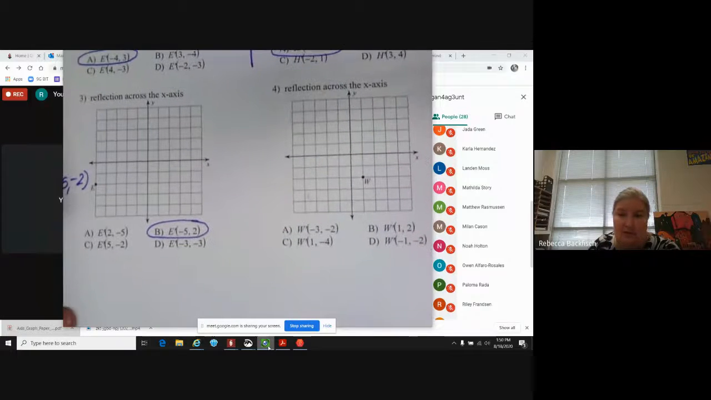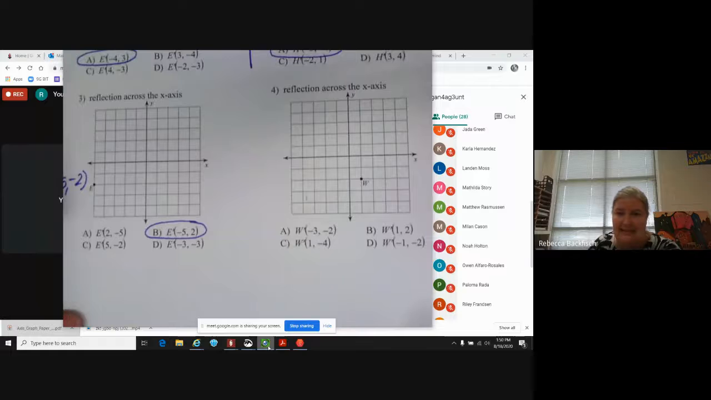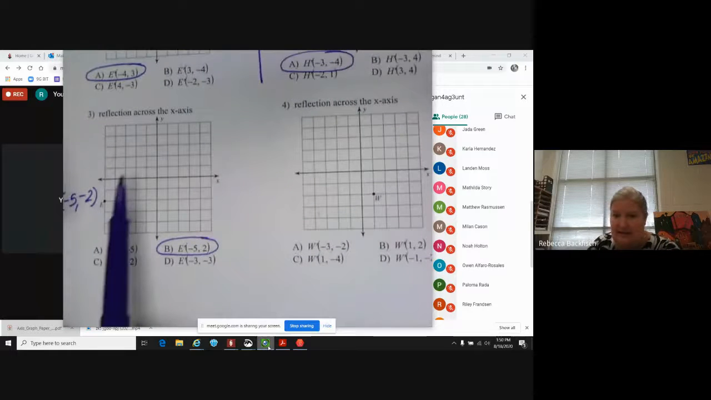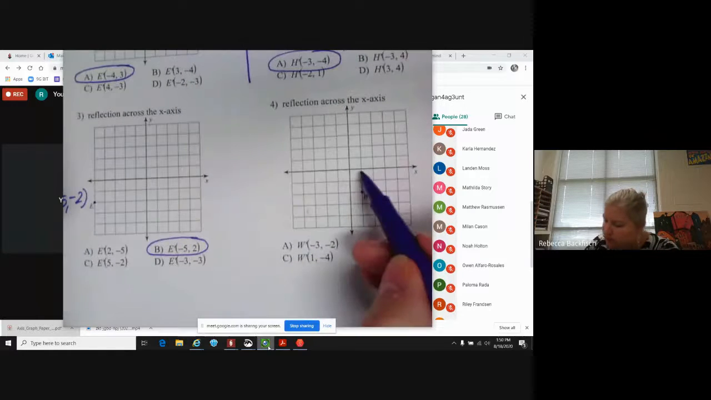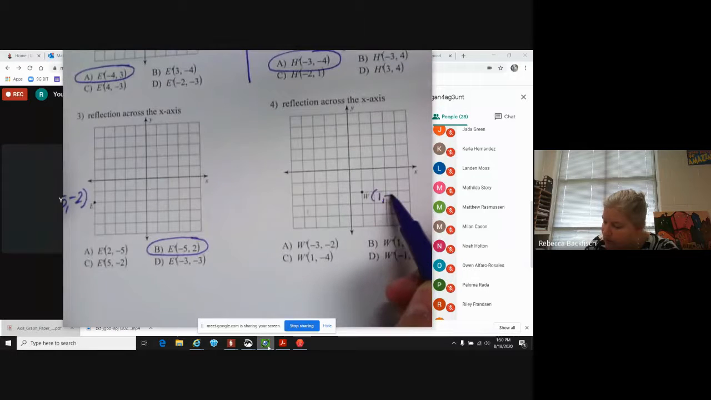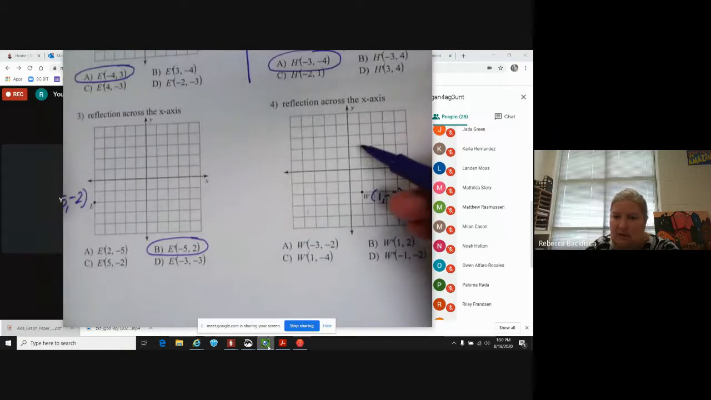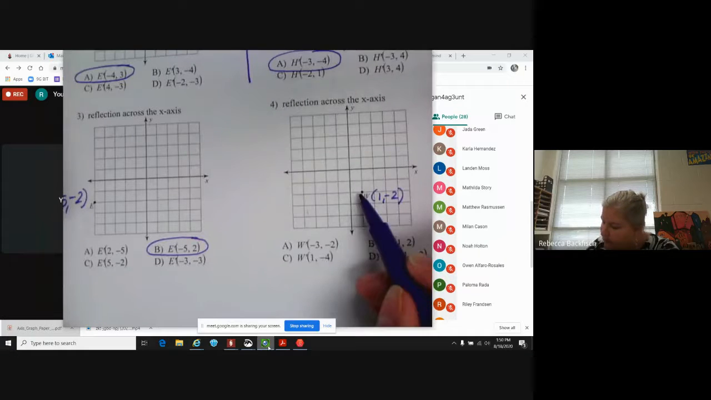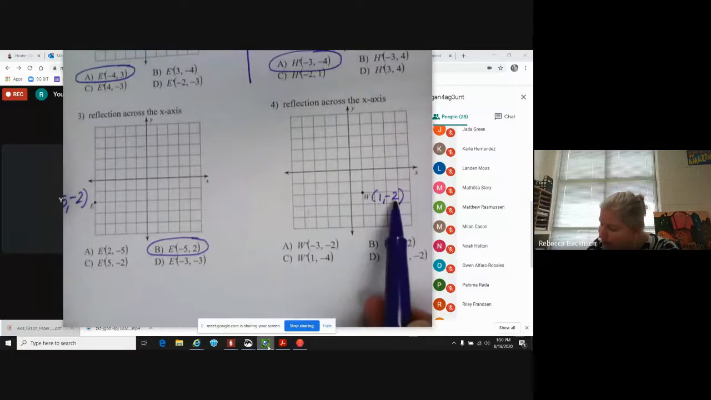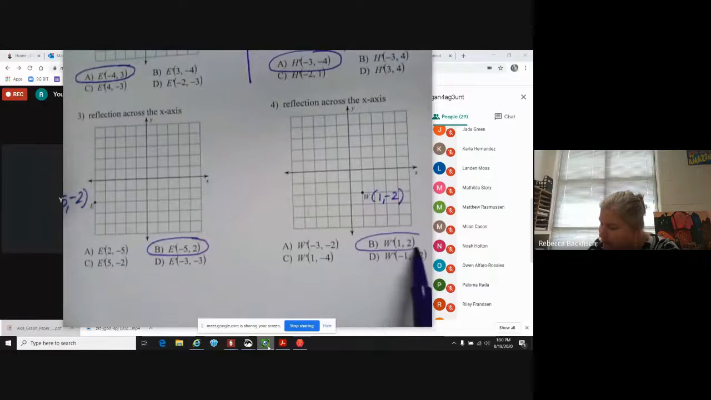On number 4, reflecting across the x-axis, again, that was x-axis also. This point is originally at 1, -2. It's going to be the sign of the y that changes, because going across the x-axis means we're going up and down. So it's going to be up here. So the y sign is going to change. That's going to be positive, and it's going to be right here.